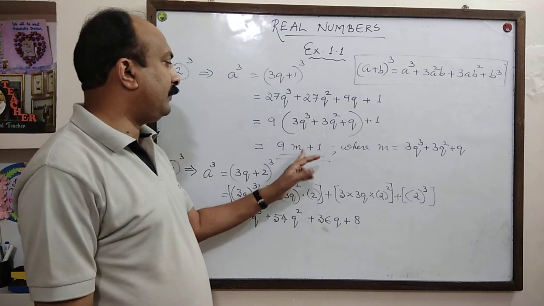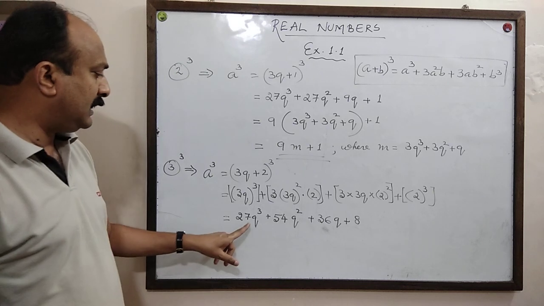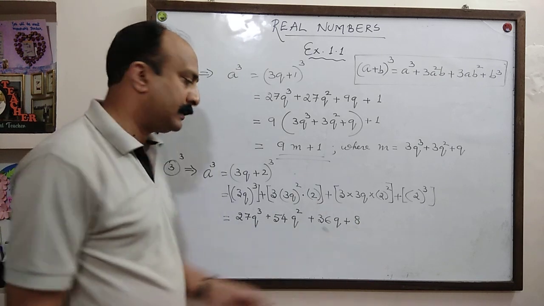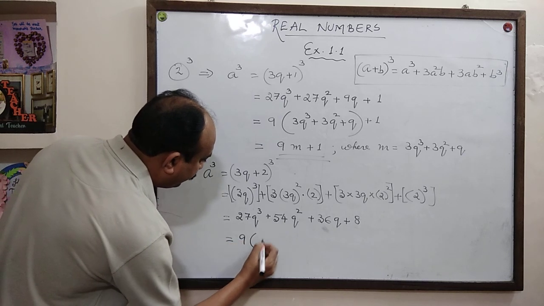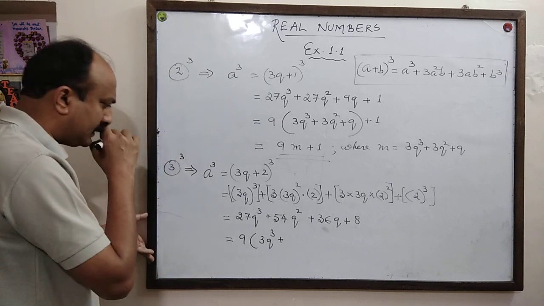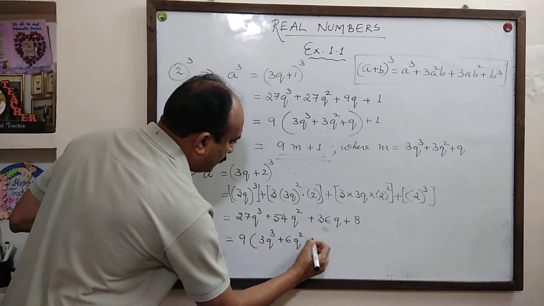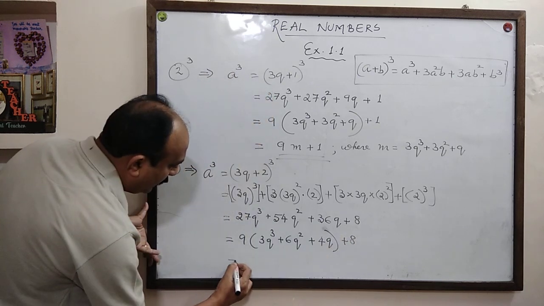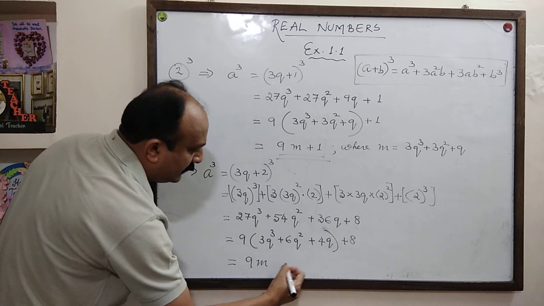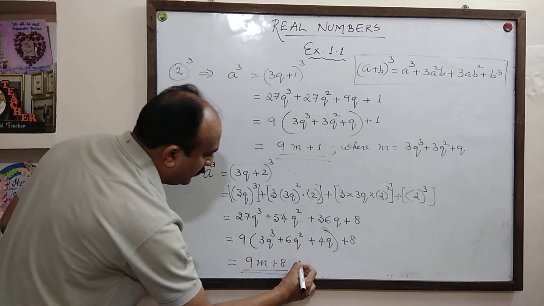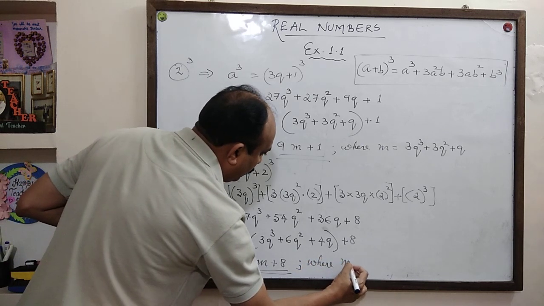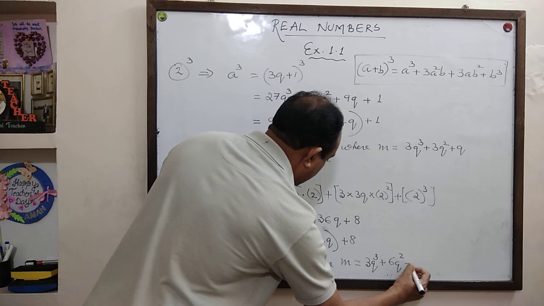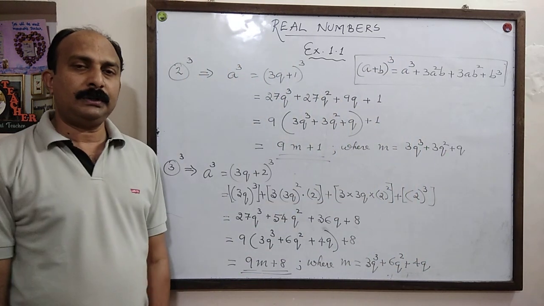Now we have to express it in the form of 9m plus 1 or 9m plus 8. Now you see 27, 54, 36. 9 is common. So what will be left out outside the bracket? Plus 8. So it is 9 into (3q cube plus 6q square plus 4q) plus 8, which can be written as 9m plus 8, where m is equal to 3q cube plus 6q square plus 4q. So that is the end of the solution.